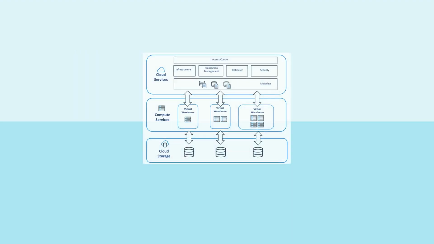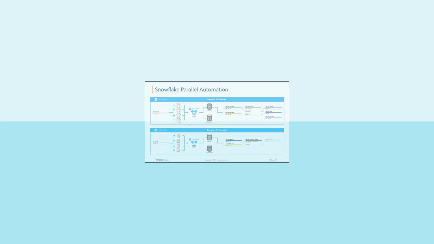This three-layer architecture shows how compute services, including warehouses, work within Snowflake's cloud infrastructure. Here's how multiple compute warehouses can process data in parallel, optimizing performance and efficiency.